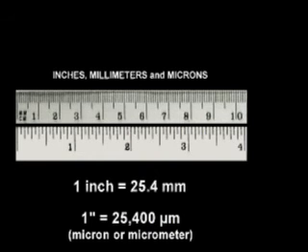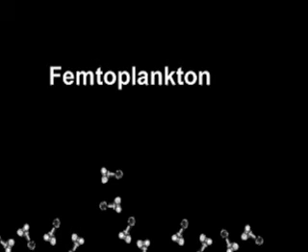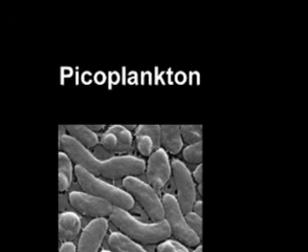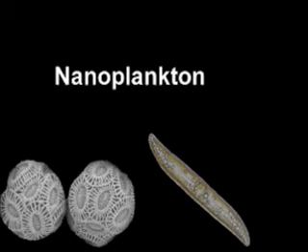Plankton are often grouped in size classes based on their length in micrometers, also known as microns. 1 inch equals 25,400 microns. The tiniest plankton, less than 0.2 microns, are small viruses and are known as femtoplankton. Larger viruses, bacteria, and small protists from 0.2 to 2 microns are called picoplankton. Diatoms, coccolithophores, and small algae from 2 to 20 microns are classified as nanoplankton.